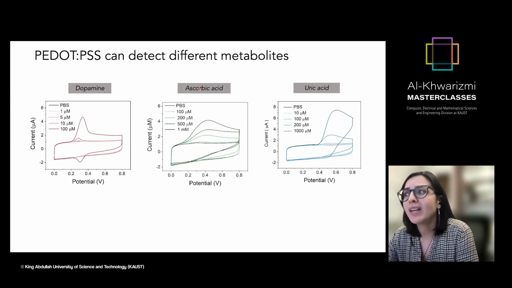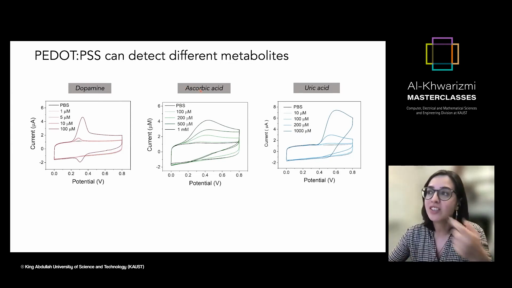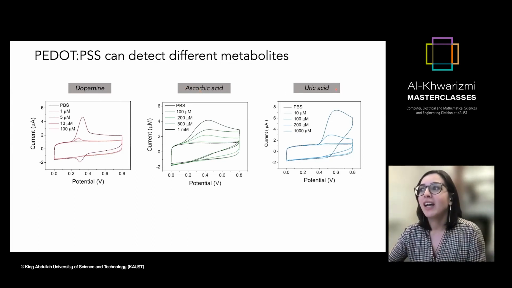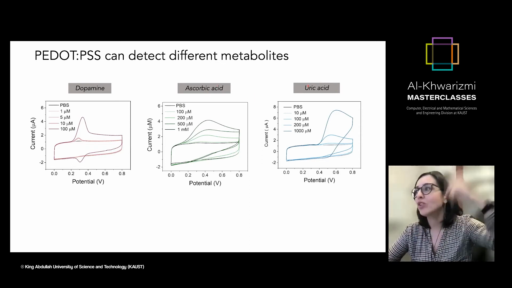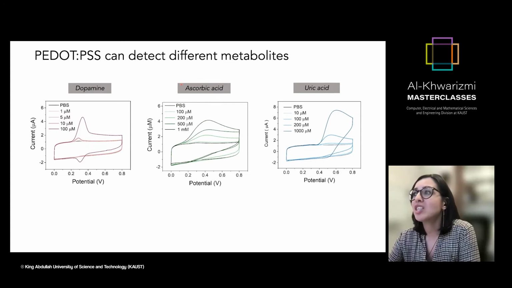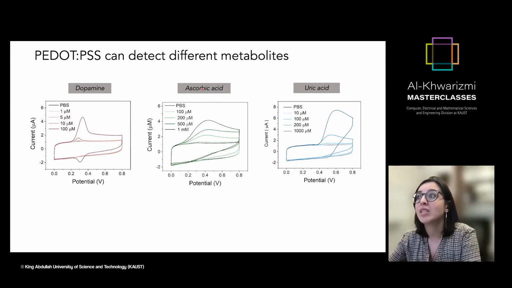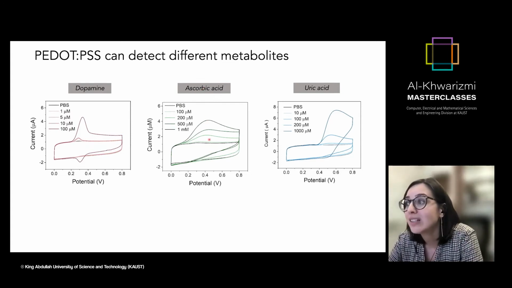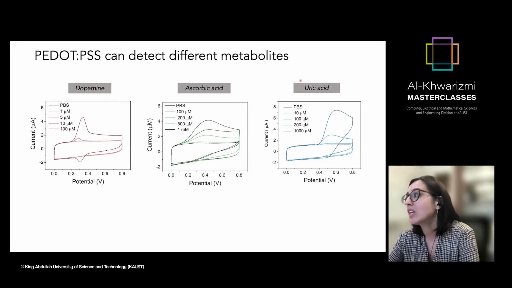Similarly, for ascorbic acid, it is sensitive. For the other sensors, this was not a good property. That's why we use a Nafion layer to remove ascorbic acid and uric acid. But in certain applications, if in the environment there's only ascorbic acid, you can detect its presence just by using PEDOT electrodes. Similarly, for uric acid, we can also do detection without using any other biorecognition units.